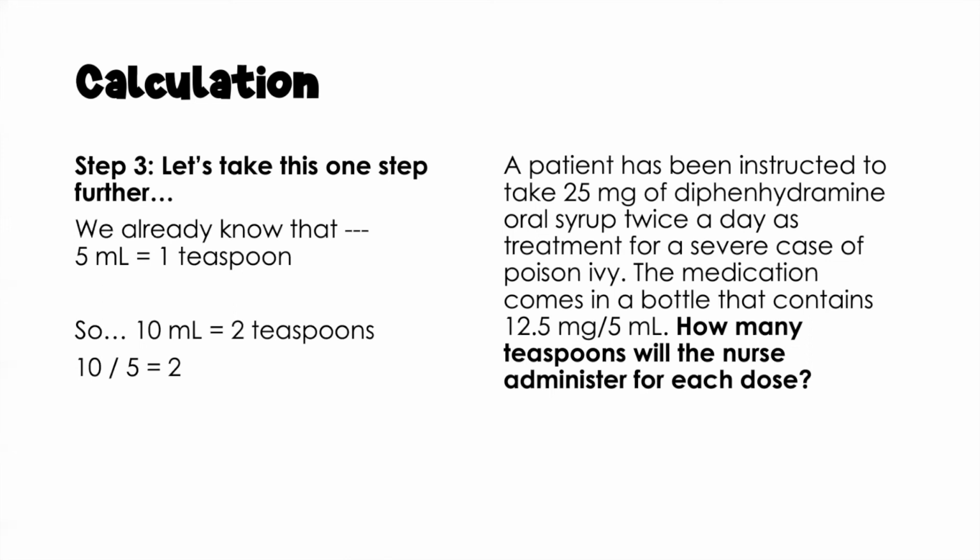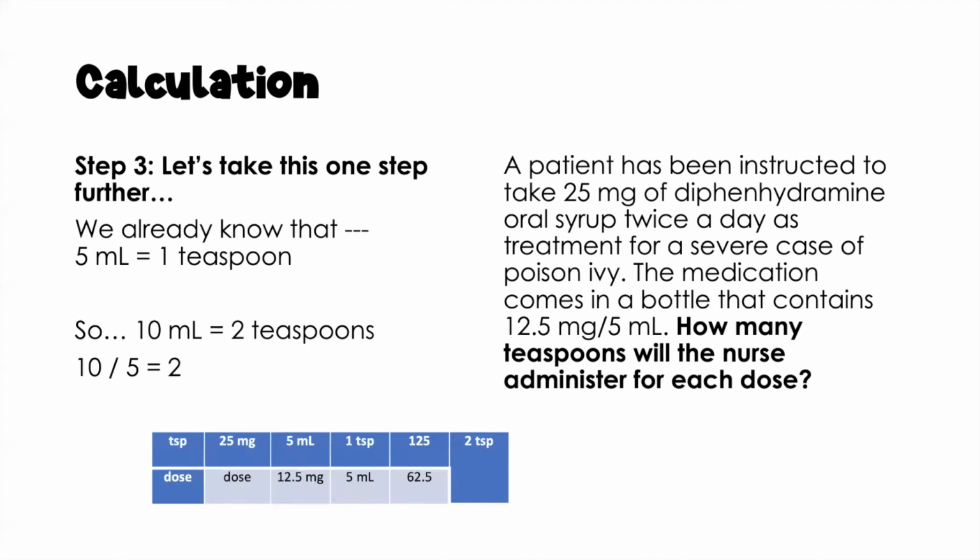But let's look at what that would look like if we were actually having to work this problem from scratch. So for formula math, it would look just like we did on step 1, and then we would just take that 10 milliliters, divide by 5, and that would give us 2 teaspoons.